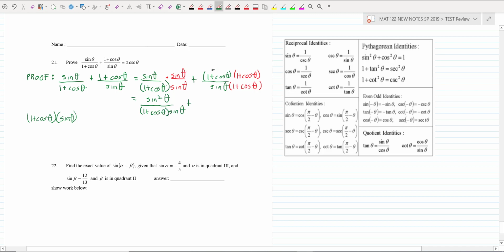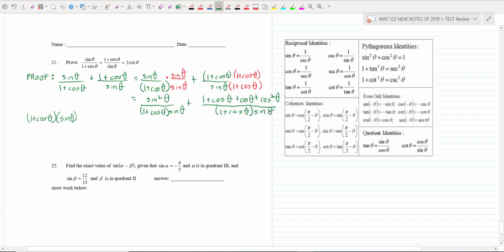And then if you go this way, well, we're probably going to need to multiply this out by FOIL. So first term, 1 times 1 is 1. Outside term, 1 times cosine theta. Inside term, cosine theta times 1 is cosine theta. And then the last term, cosine times cosine, is cosine squared theta. Okay, and then that's all going to be over this. I'm going to put it in the same order as this, although that doesn't make any difference. Okay, so we got that then.